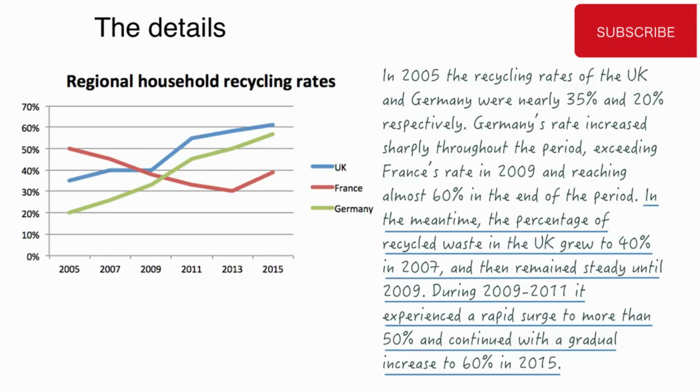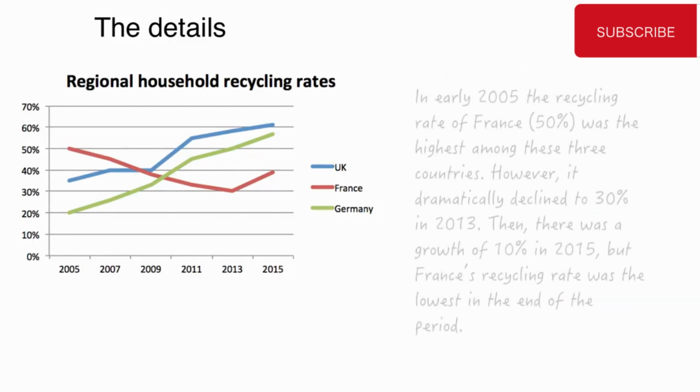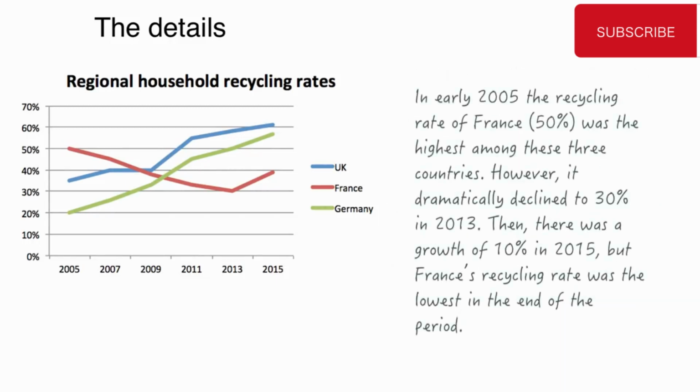In the meantime, the percentage of recycled waste in the UK grew to 40% in 2007 and then remained steady until 2009. During 2009-2011, it experienced a rapid surge to more than 50% and continued with a gradual increase to 60% in 2015. And here's my second paragraph with the details.